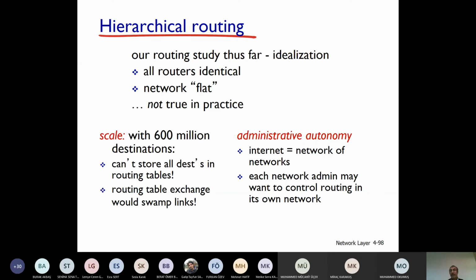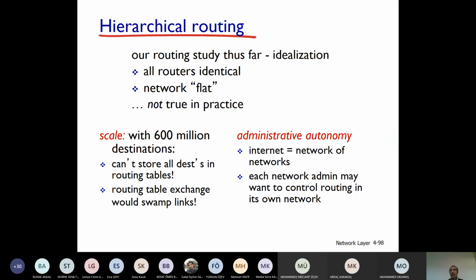And considering the scale, in this example, we just consider 5-6 nodes, but in real life, there may be millions of destinations and routers. So assuming that we have 600 million destinations, we cannot store all these destinations in the routing tables. And if you exchange even a piece of information with 600 million in each time slot, this routing table exchange is going to swamp the links. So that's why we need to come up with an architecture or hierarchy to handle these issues in practice when we implement our routing algorithms.